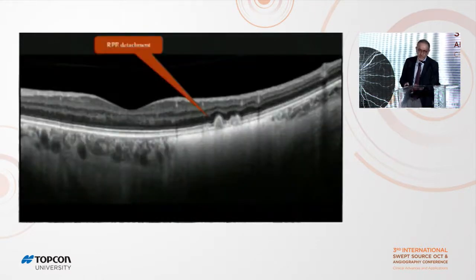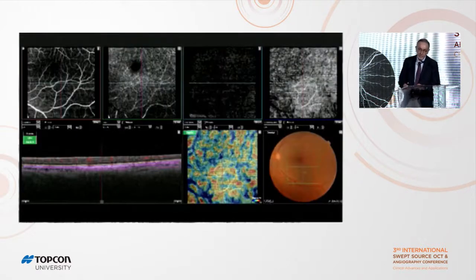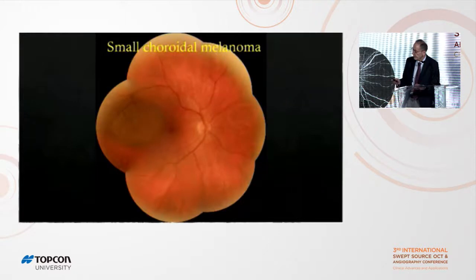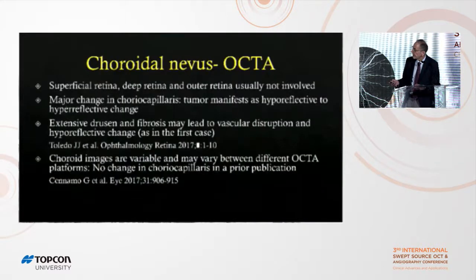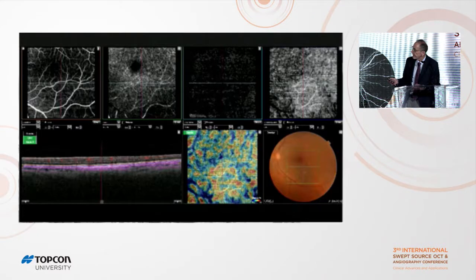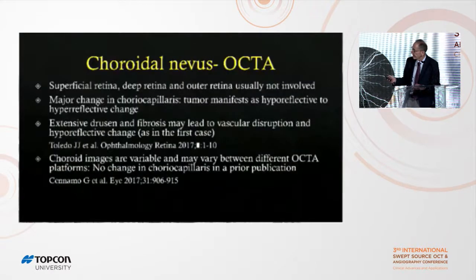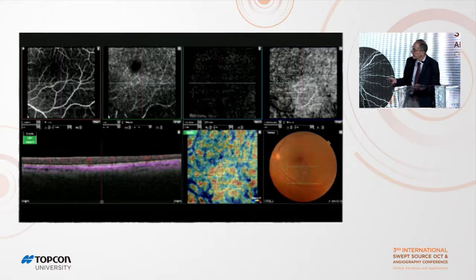And this is the swept source OCT image. Basically, it shows the same features as discussed in the previous patient. But this patient also has drusenoid retinal pigment epithelial detachments, which also is a sign of chronicity. And this is the OCTA image of the same patient. Again, we see no change in the superficial retina, deep retina and outer retina, and basically in the choriocapillaris layer, there is a hyperreflective change, a network this time.